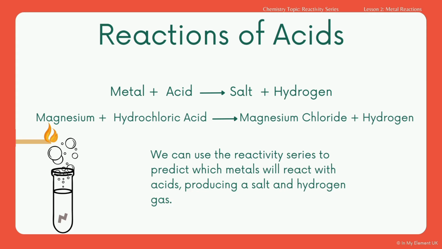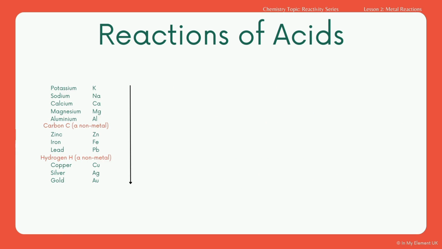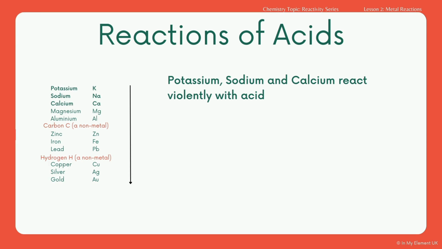Now, we can use the reactivity series to predict which metals will react with the acids, producing the salt and hydrogen. I'm going to show you how. So here's a copy of the reactivity series that we looked at in lesson 1, and hydrogen is highlighted on there. That's really important to explain this. So potassium, sodium and calcium are at the top. They all react violently with the acid.